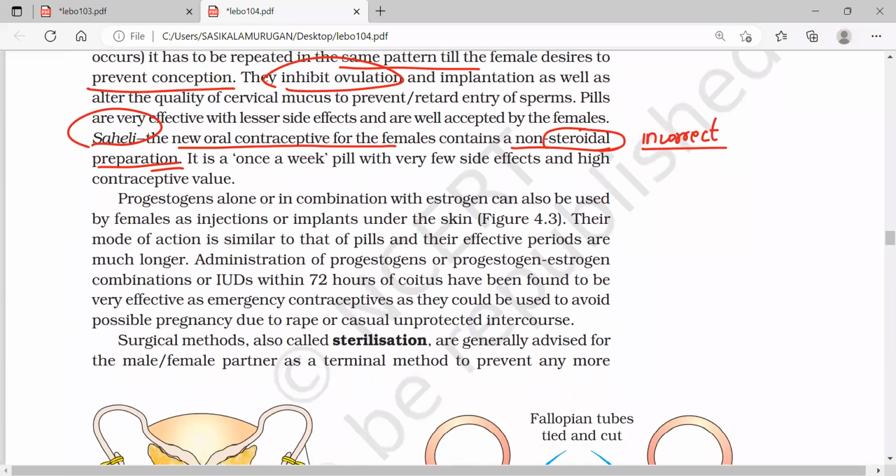Okay, now the next one is progestogens, also in combination with estrogen. They can also be used by females as injections or implants under the skin. Note down the word, this is also very important: injections or implants under the skin. Their mode of action is similar to that of pills, and their effective periods are much longer.